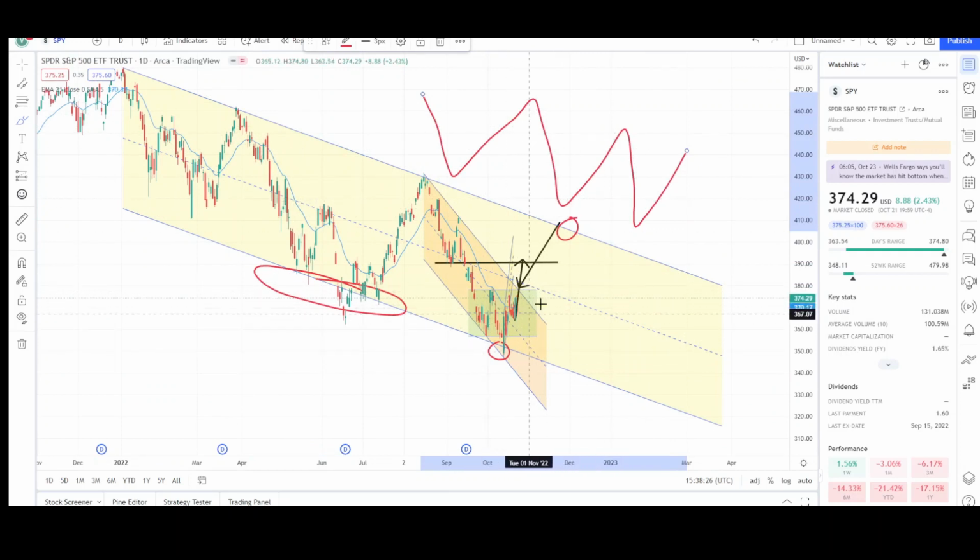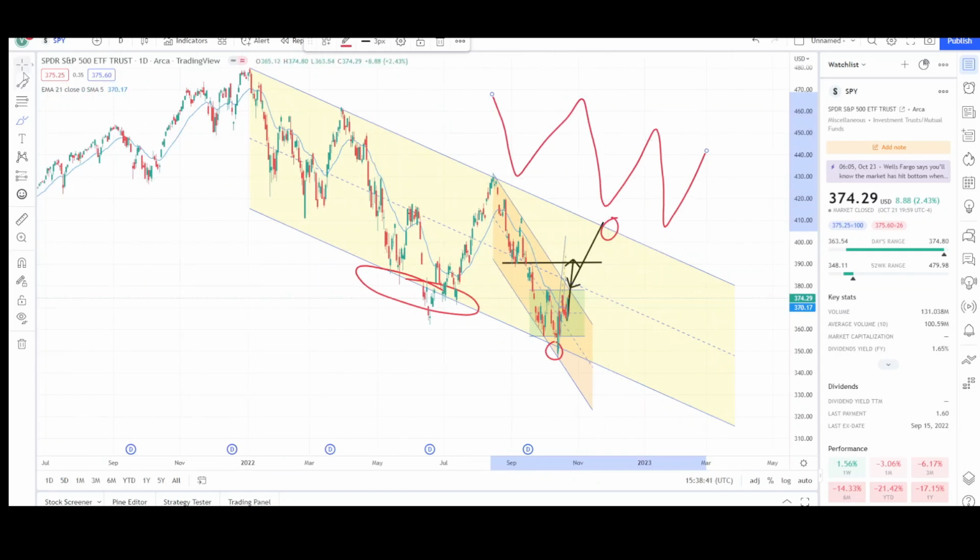So I think with that being said, we're going to probably see a breakout to the upside. We're going to see that 380 level, reach that 390 level. If we don't find any resistance there, I think we can see a rally up to maybe the $400 level once again. So that's my prediction.